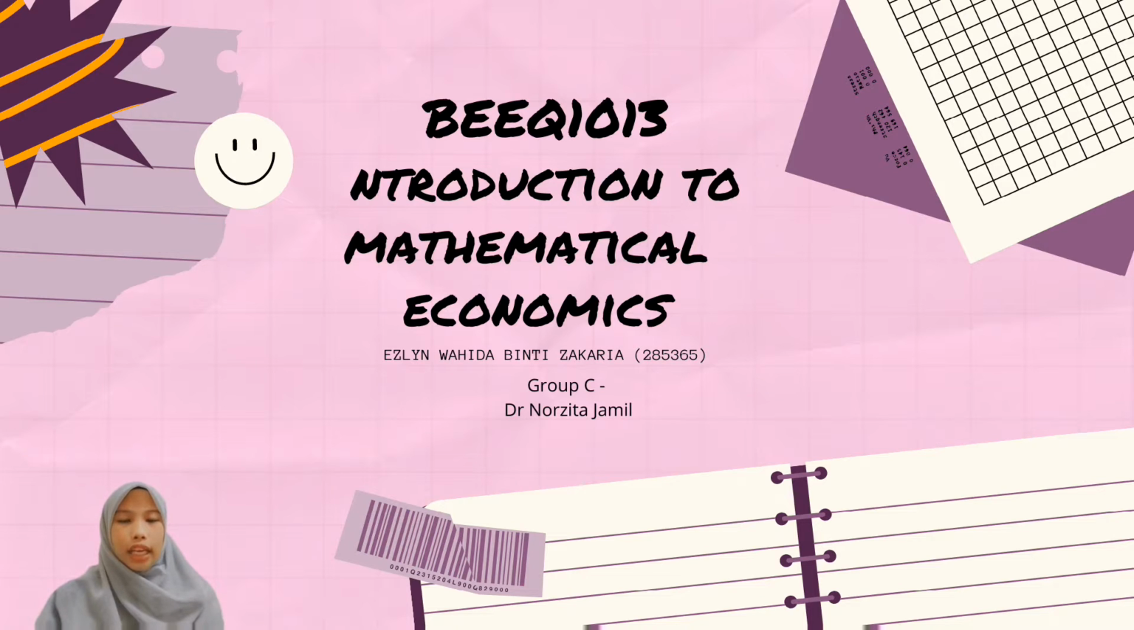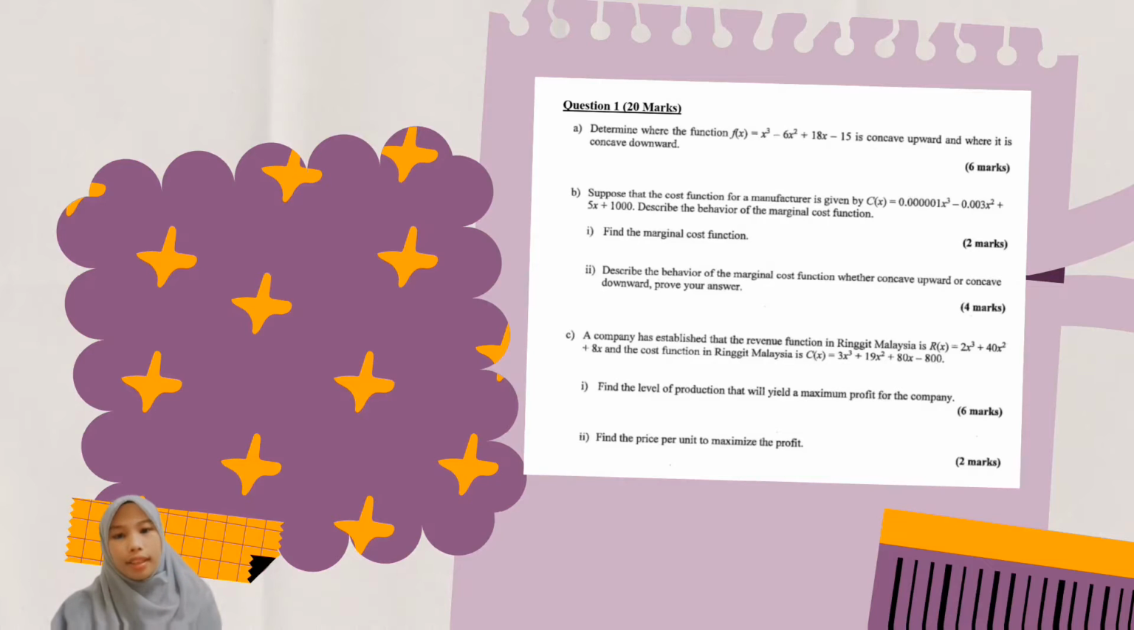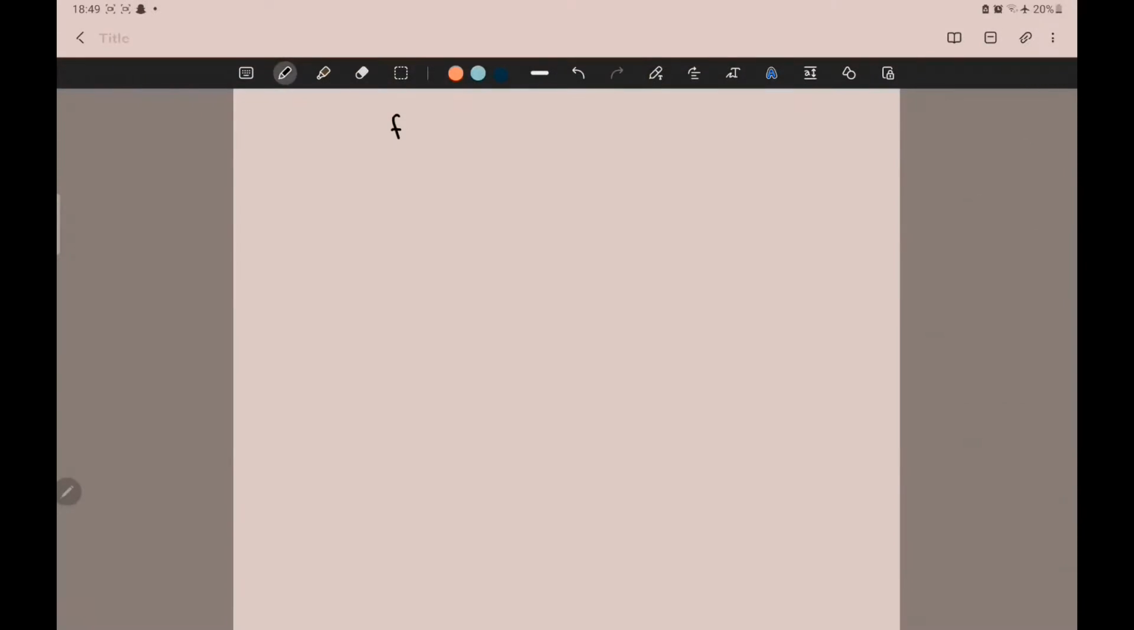Today, I will present question 1 to complete assignment 5, subject BEEQ1013, Introduction to Mathematical Economy. Without further ado, let's get started. There are 3 questions given. Question A asks to determine where the function is concave upward and where it is concave downward.